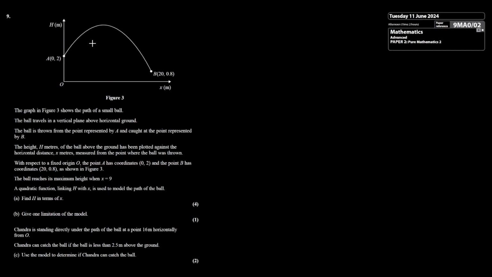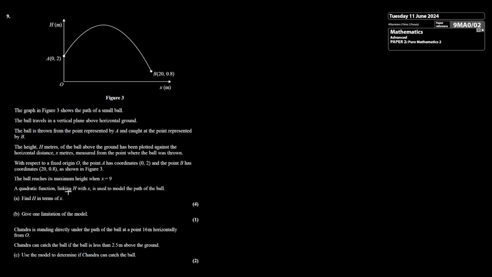Question 9, we've got a ball being thrown and the ball tracks a path as per this line here. Ball is thrown from point A, arrives at point B, and with respect to the fixed origin O, the coordinates of the starting point and the ending point are (0, 2) and (20, 0.8) as shown in the figure here. The ball reaches a maximum height where x is equal to 9.